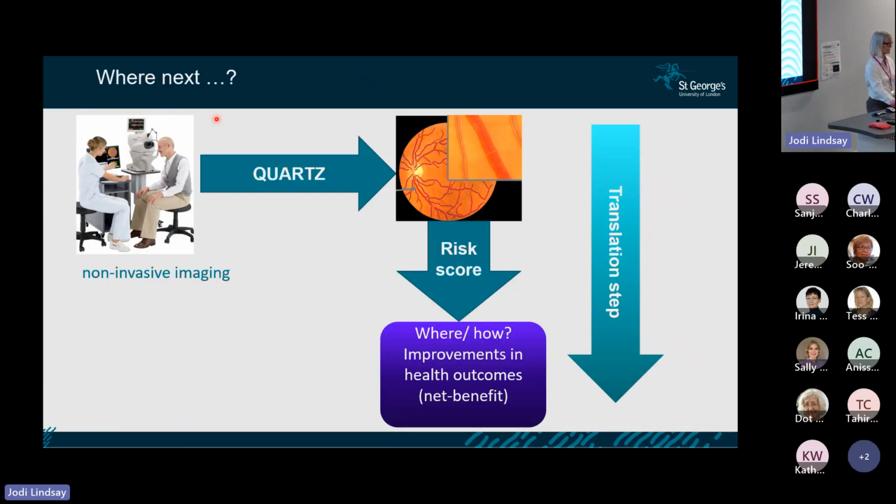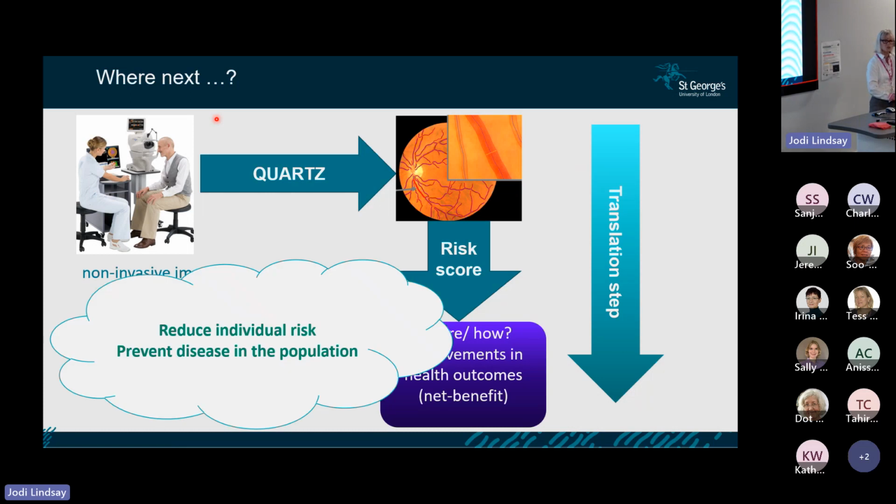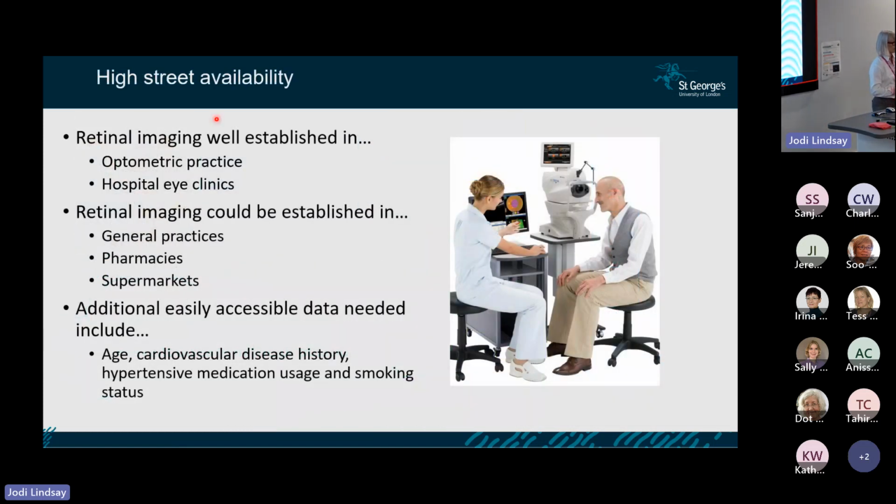So where are we going to go next? How could we incorporate this? We just take a non-invasive picture of the eye, you get a view of the vasculature, and use that to create a risk score. How could we translate that next? Obviously our ideal is to reduce the individual person's risks by modification, lifestyle or treatments, to eventually prevent disease in the population. So it's reducing risk in people to prevent disease in the population.